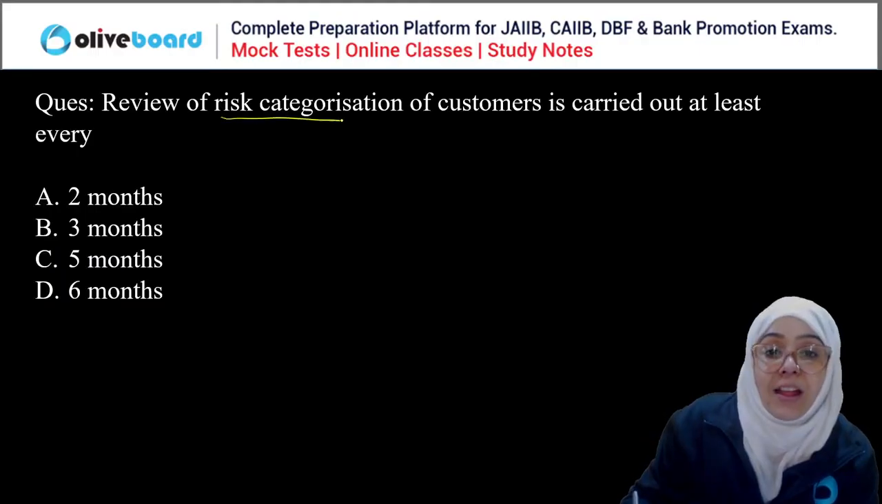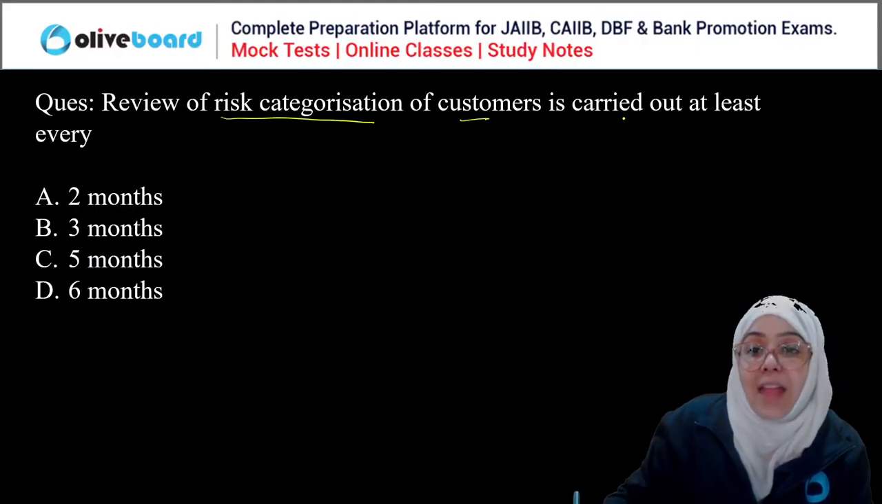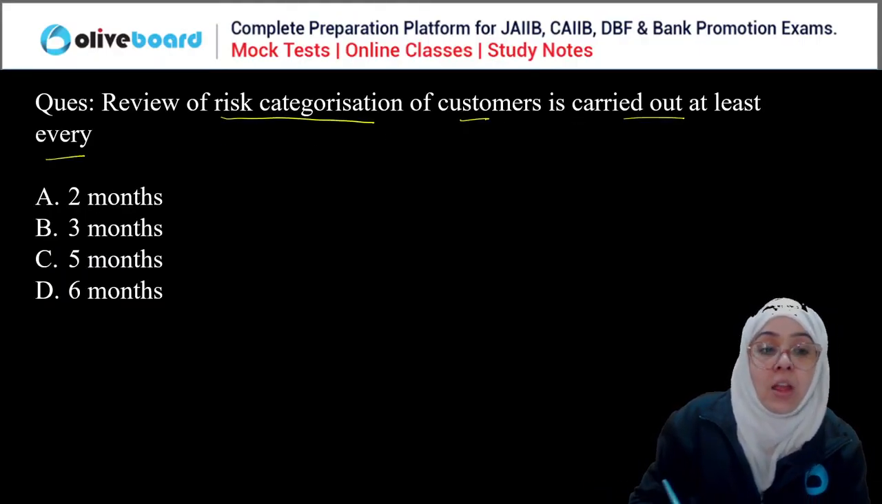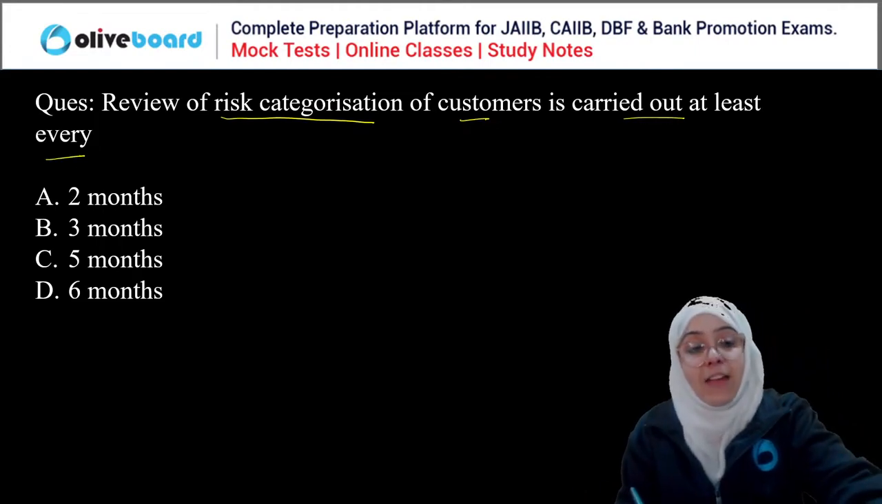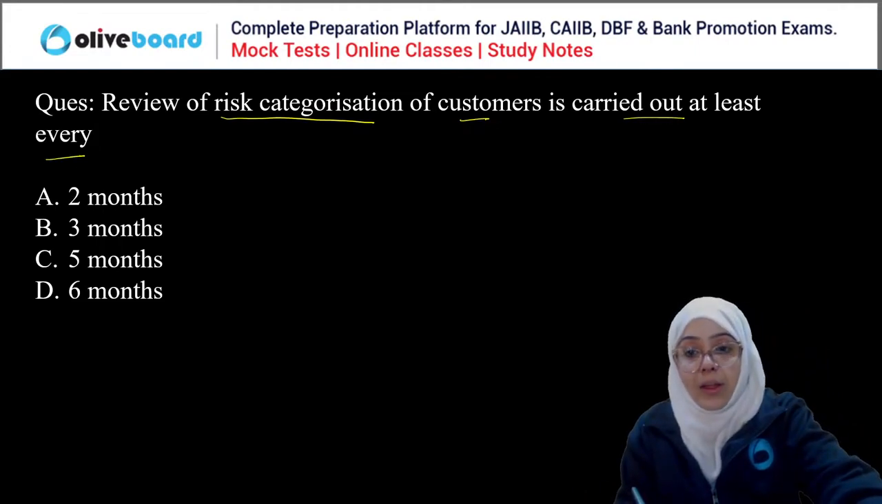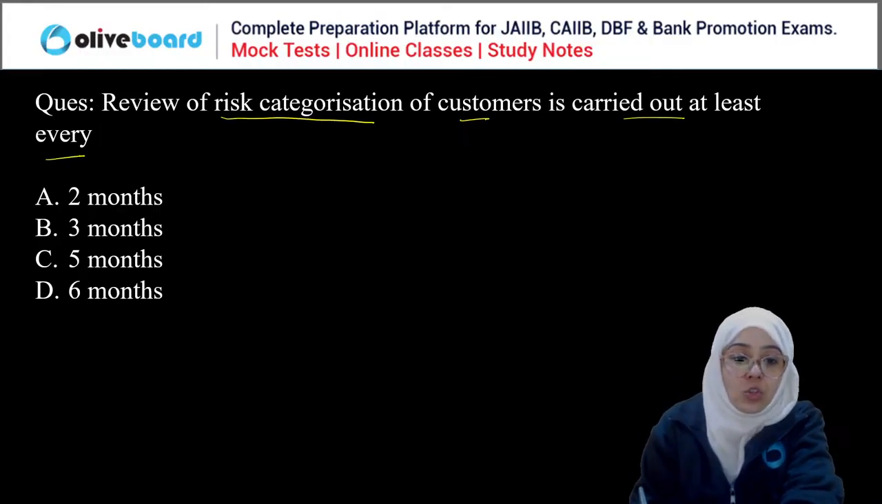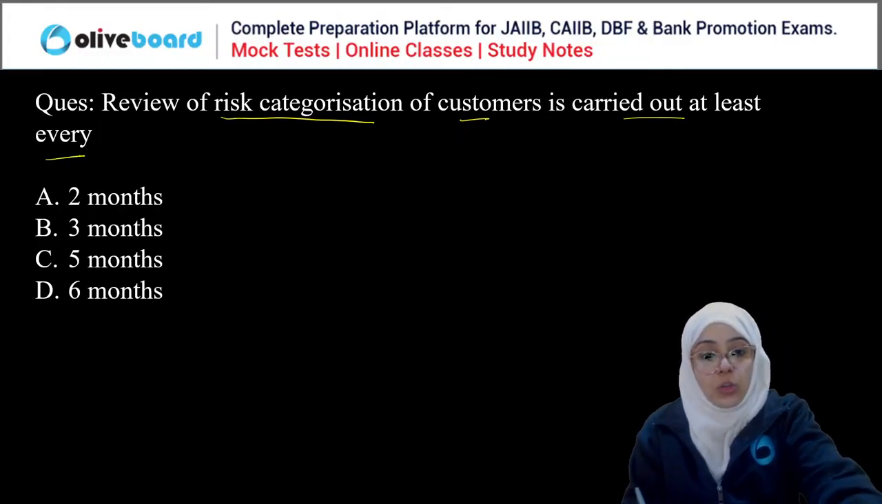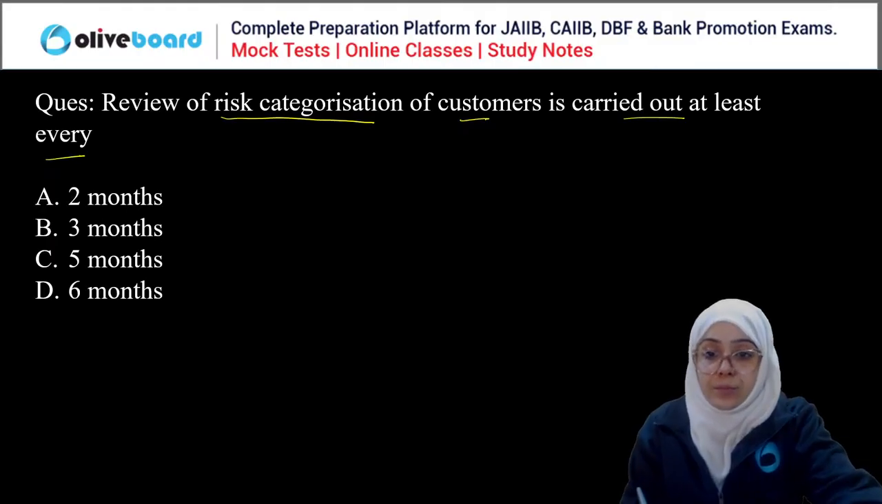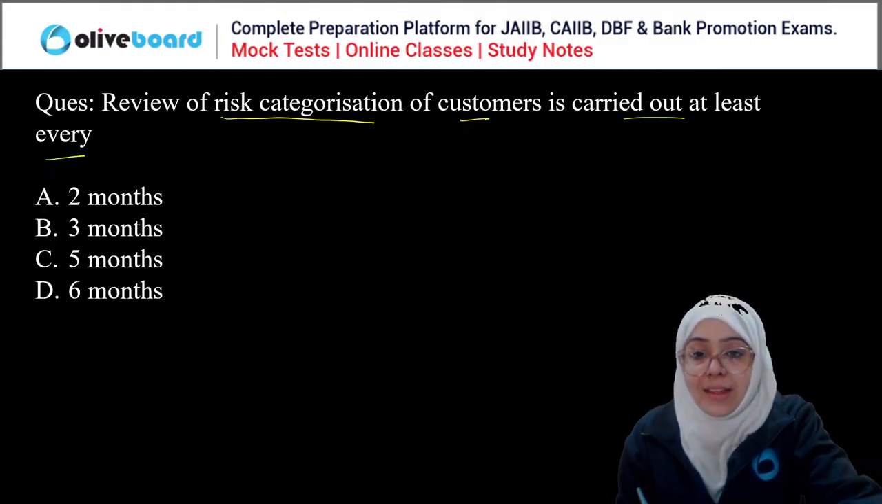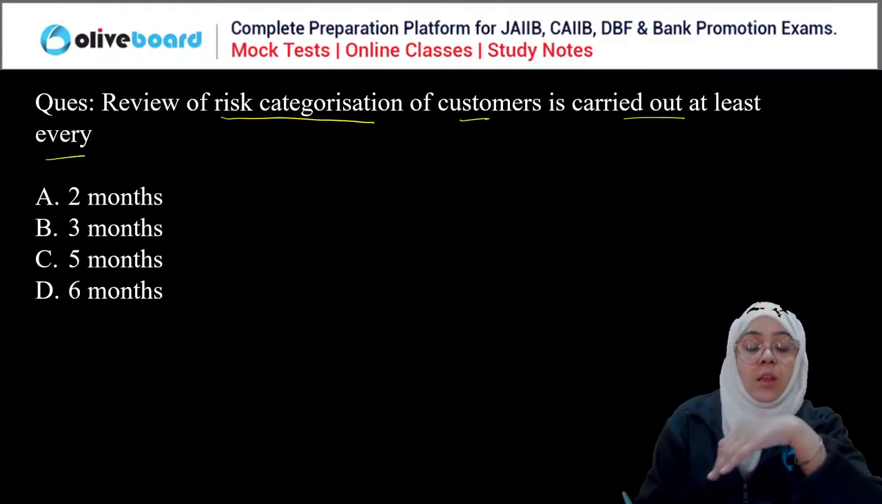Review of the risk categorization of the customer is carried out at every 2 months, 3 months, 5 months, or 6 months. Okay, you have to answer this question. Again, an easy question. You can easily answer this question. Overall, I have told you overall. So the correct answer is what, everyone?